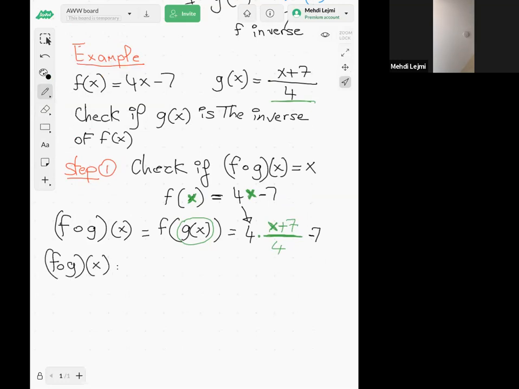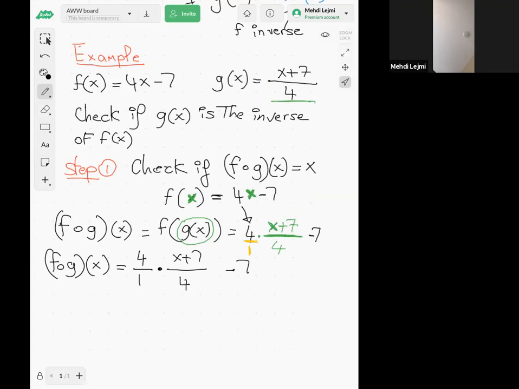So it's 4. You can write 4 like 4 over 1, right? I mean, this 4 here, I can write like 4 over 1. And then I have multiplication, and I have x plus 7 divided by 4, and then I have minus 7.